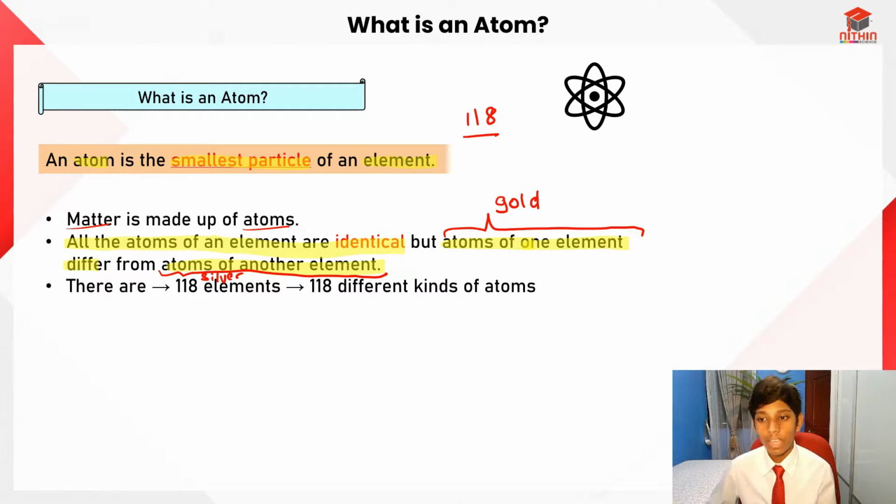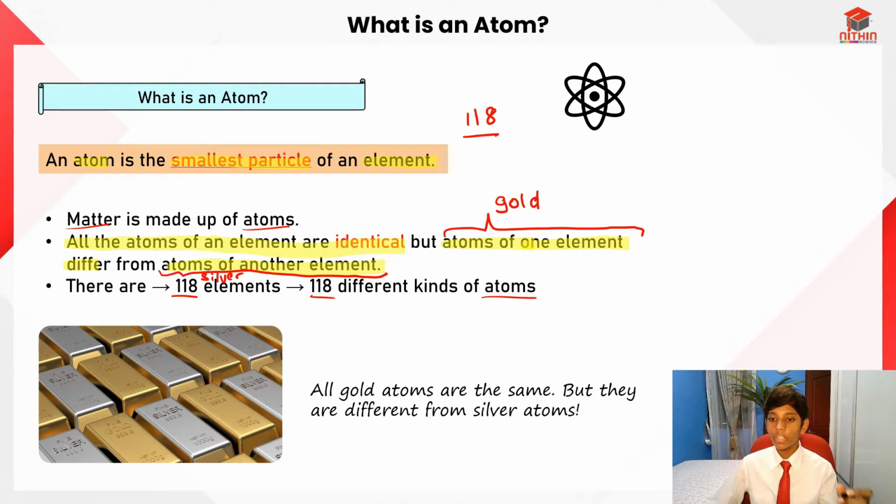Next, there are 118 elements, meaning that there are 118 different kinds of atoms. Like the example I just gave, all gold atoms are the same, but they are different from silver atoms. So this is basically the learning point here. Now let's move on.